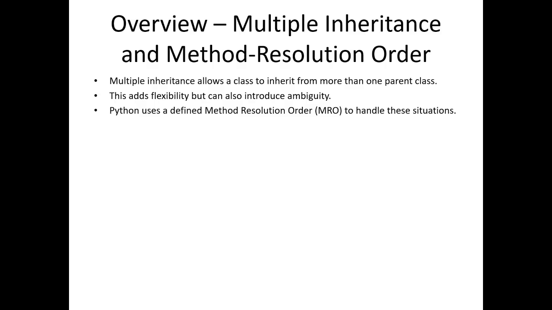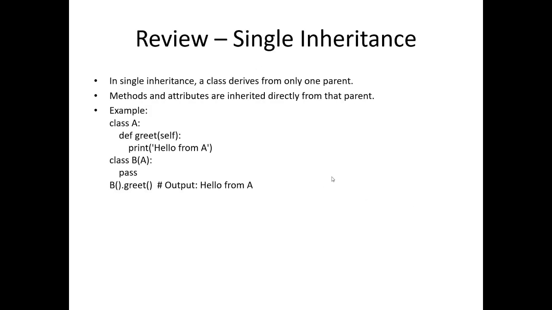Multiple inheritance allows a class to inherit from more than one parent. While this gives us more flexibility in structuring the classes, it also gives ambiguity. For example, when two parents define the same method, Python resolves the ambiguity using a well-defined method resolution order, ensuring predictable behavior. First, we'll understand single inheritance.